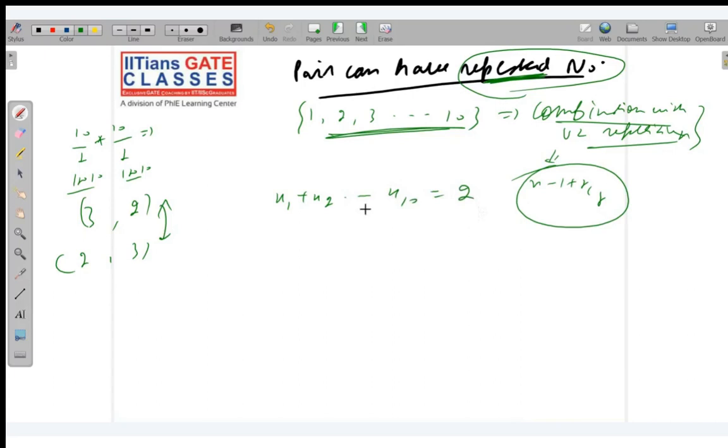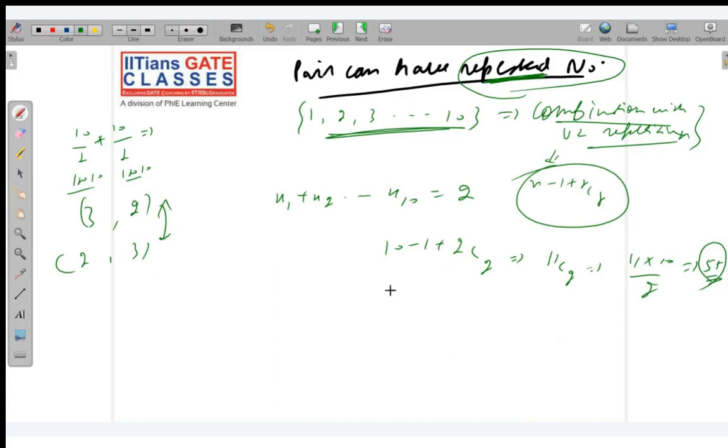So n is the number of variables, 10. 10 minus 1 plus r, which is 2, C r, which is 2. So it comes out to be 11 C 2, which is 11 into 10 by 2. 55 is the answer. Is there any doubt?